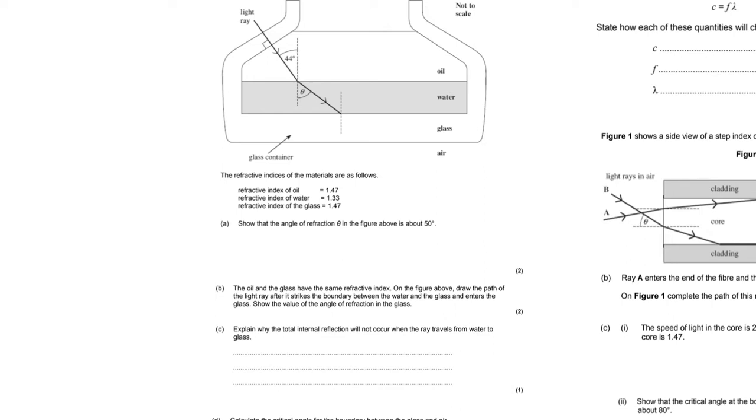We've got light entering oil at normal incidence here, and then it's hitting the oil-water boundary at 44 degrees incidence. The refractive indices of the materials are given here. The angle of refraction theta, if we write down Snell's law, we get n water sine theta in water is n oil sine theta in oil.